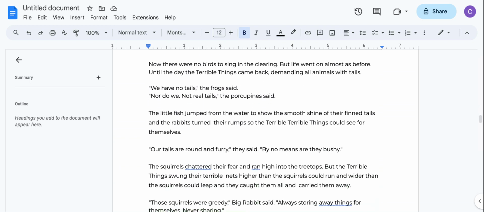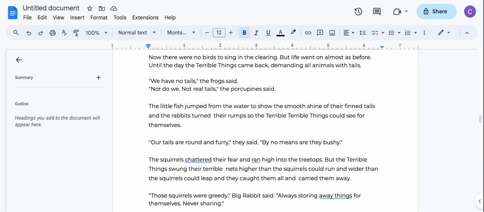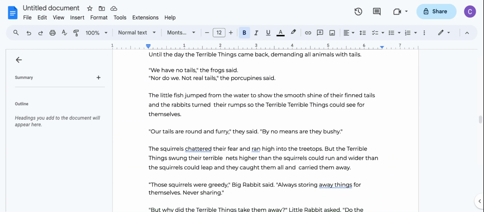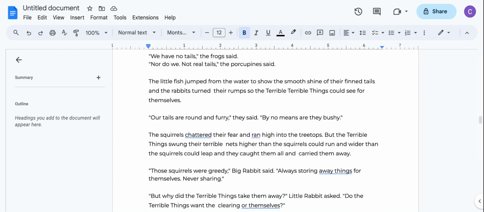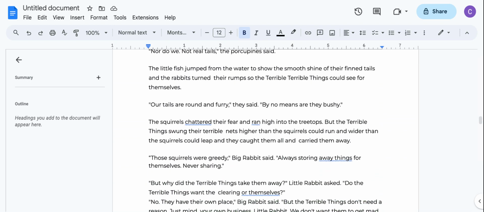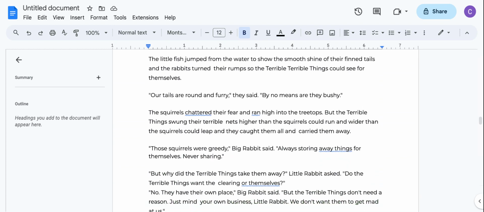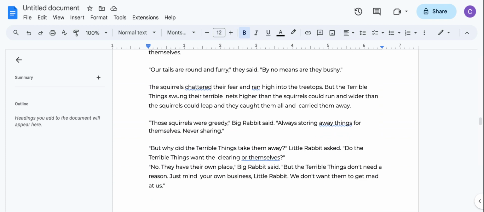Now there were no birds to sing in the clearing, but life went on almost as before, until the day the terrible things came back, demanding all animals with tails. We have no tails, the frog said. Nor do we, not real tails, the porcupine said. The little fish jumped from the water to show the smooth shine of their fin tails, and rabbits turned their rumps so the terrible things could see for themselves. Our tails are round and furry, they said. By no means are they bushy.